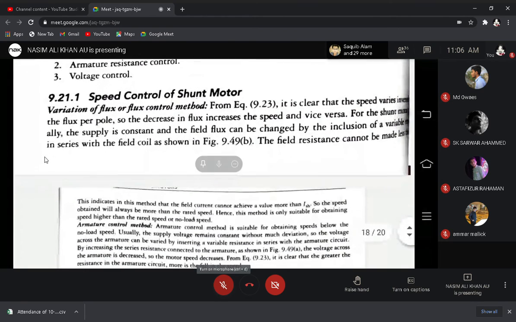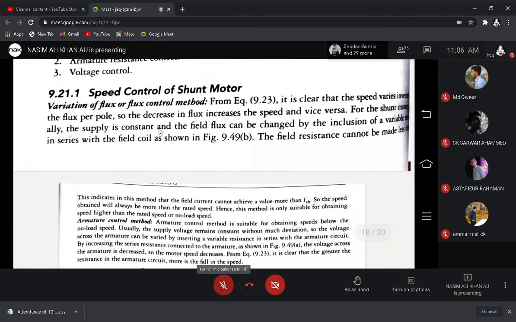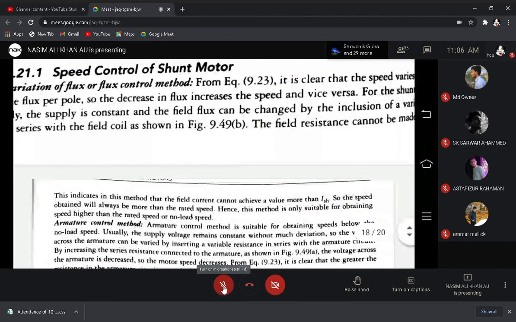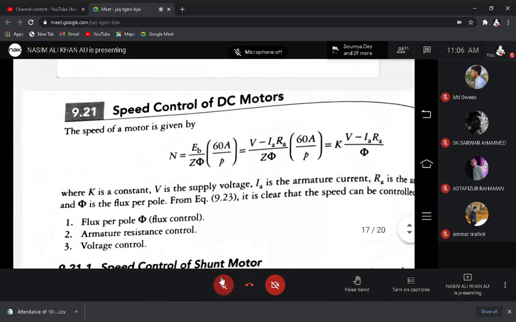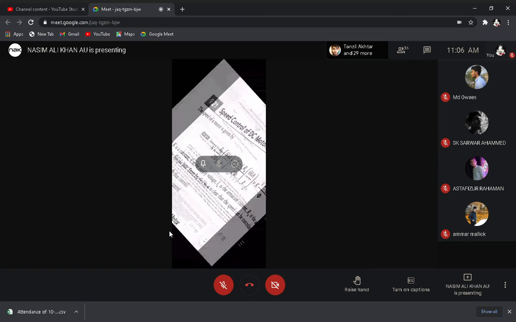Can anybody confirm? Connection is lost, or are you people there? Are you there?